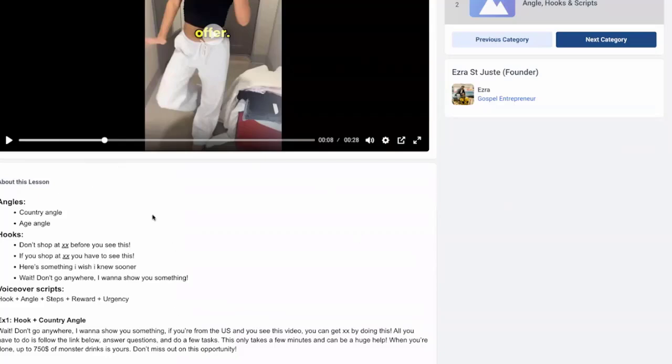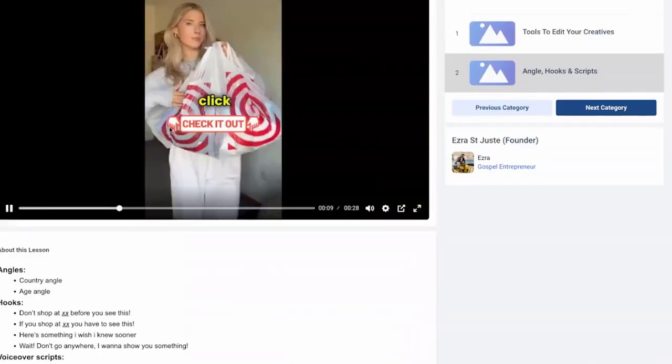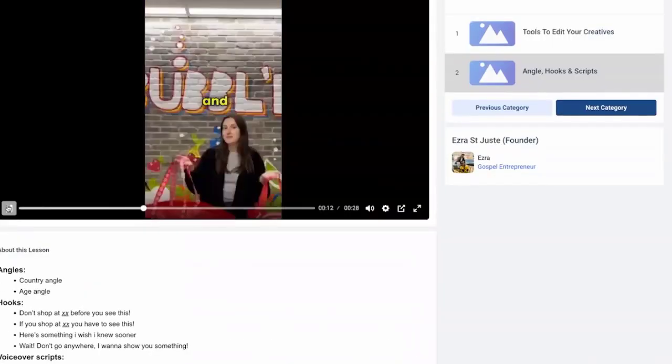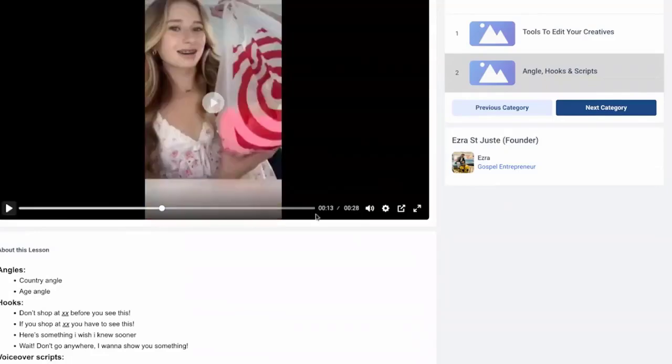All right. Now after the angle, it's giving the steps: "All you have to do is click the link below, answer a few questions, and complete some simple tasks." Notice it always tells people to click the link as well.